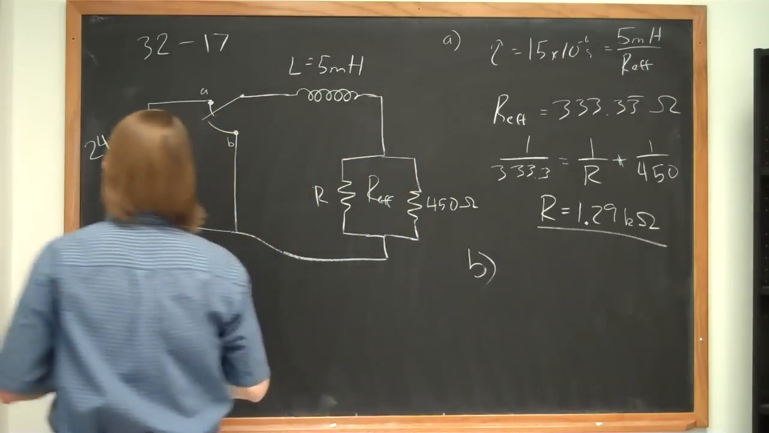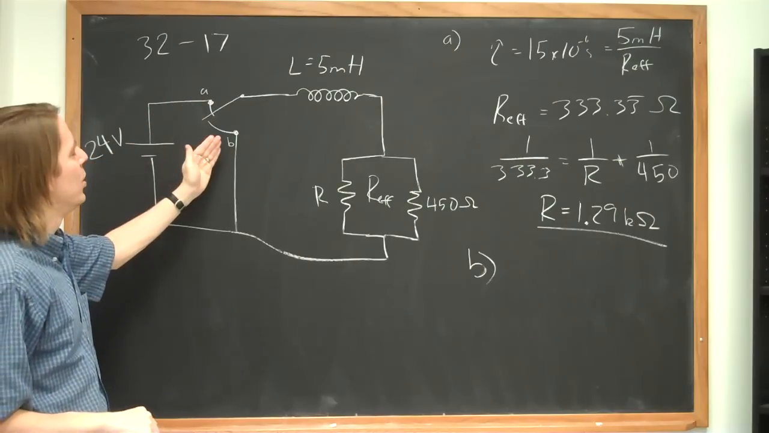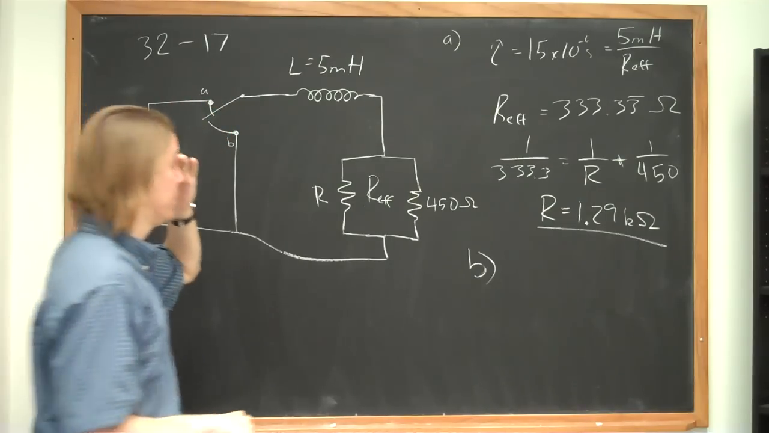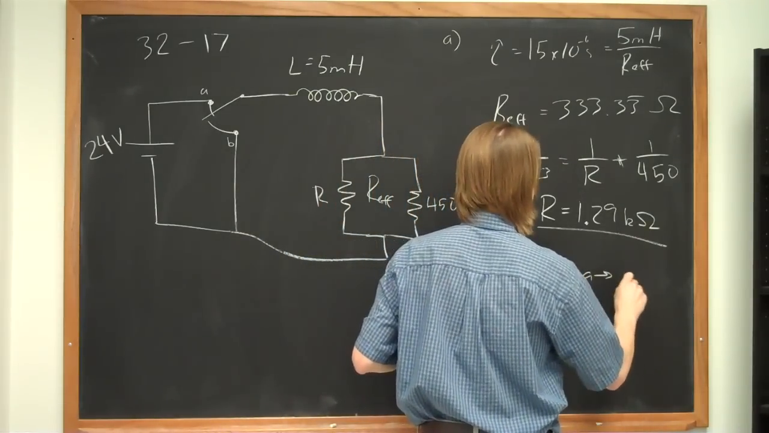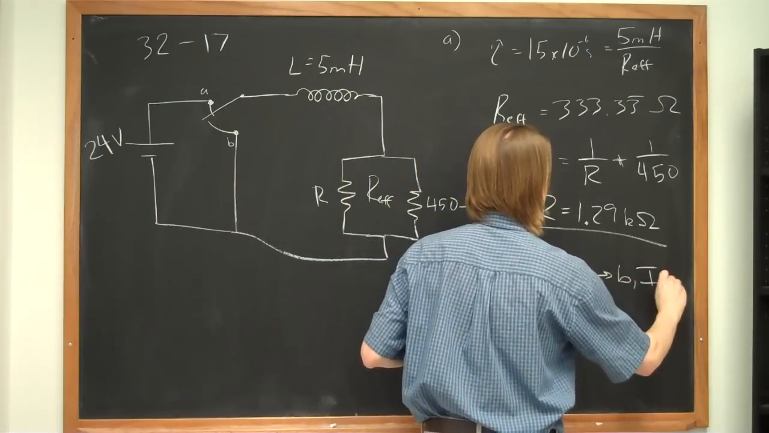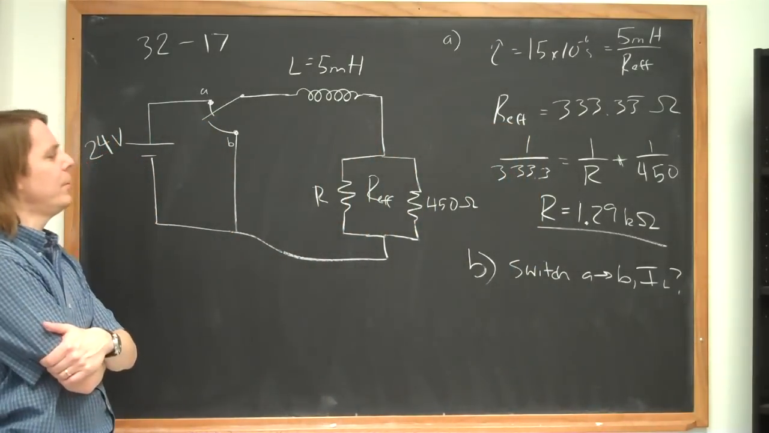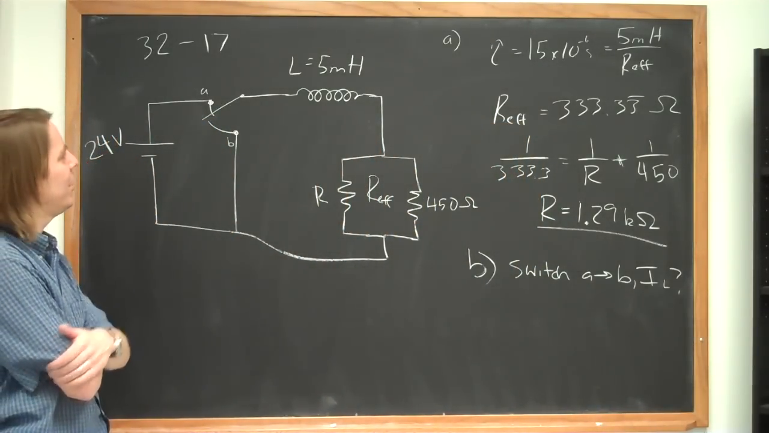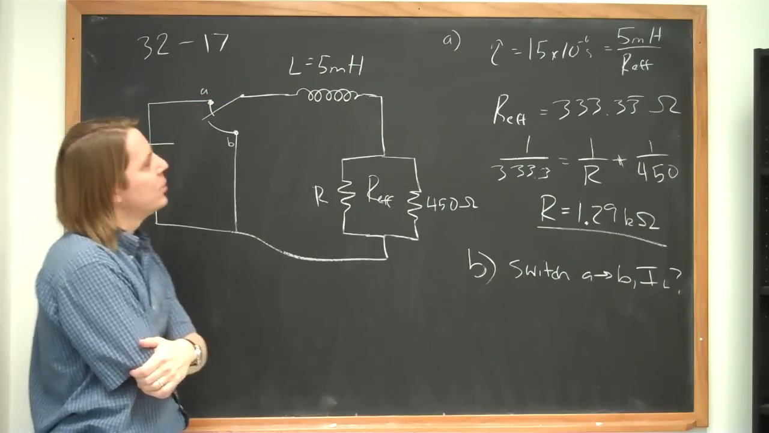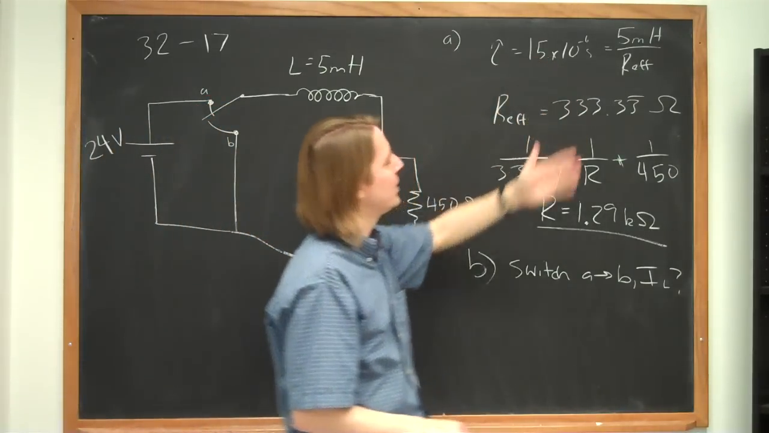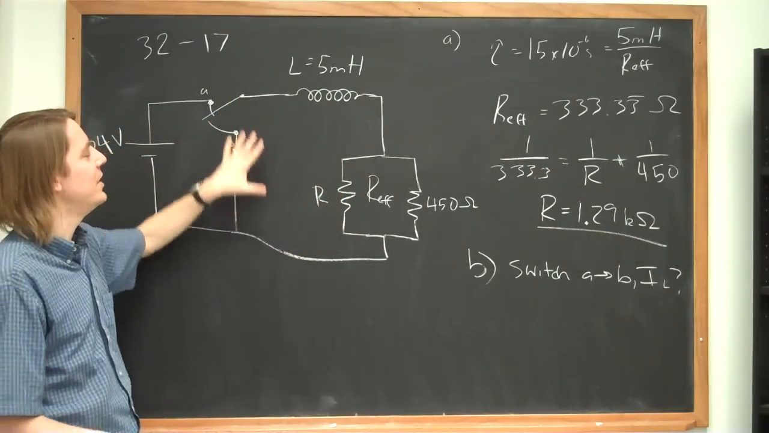Part B says, when we now throw the switch from A to B, what is the current in the inductor? So the switch goes from A to B. What is IL at the moment you throw it? They don't explicitly say it here, but what they're implying is it sat in A for a long time. You can imagine if the time constant is 15 microseconds, if it sat there for as much as 1 millisecond, this thing is going to reach steady state.